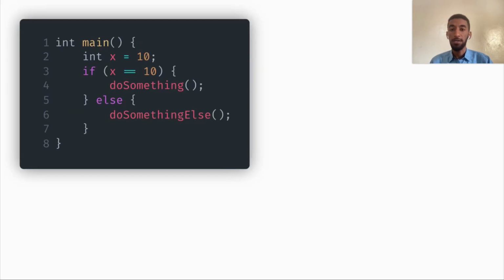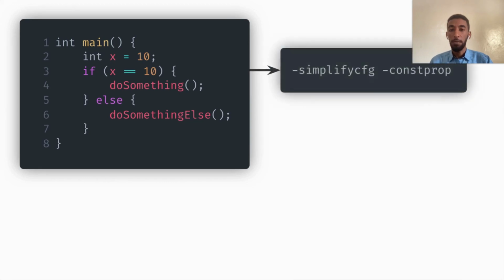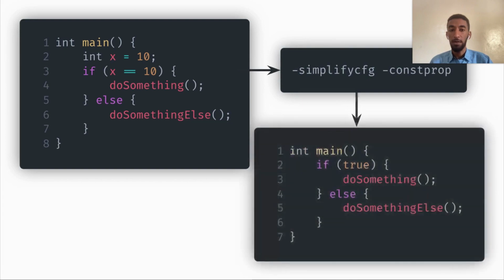To illustrate why this is a problem, let's first take an example program and perform two optimizations on it: constant propagation and simplified CFG. In the example, x is a variable initialized to 10 and never changes, and so its value is constant. The condition branching, therefore, is always going to take the first branch. Applying simplified CFG followed by constant propagation results in the code below.